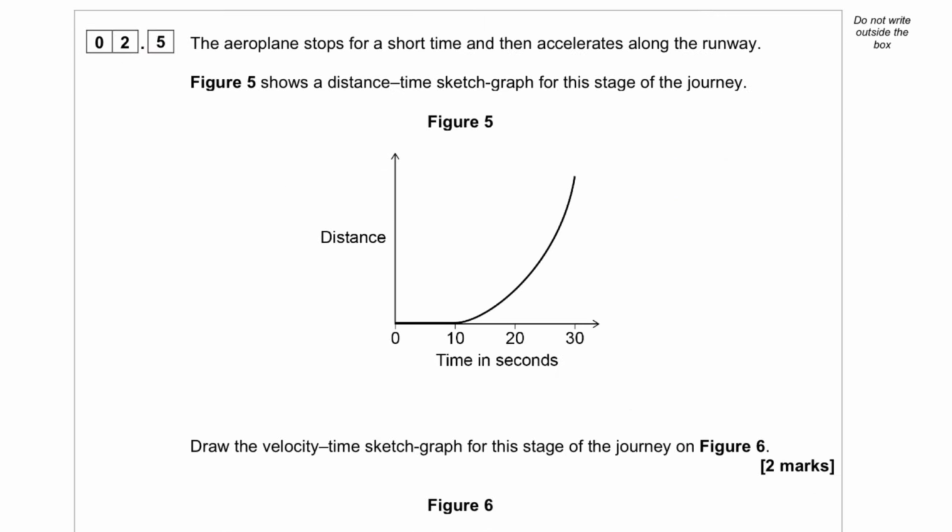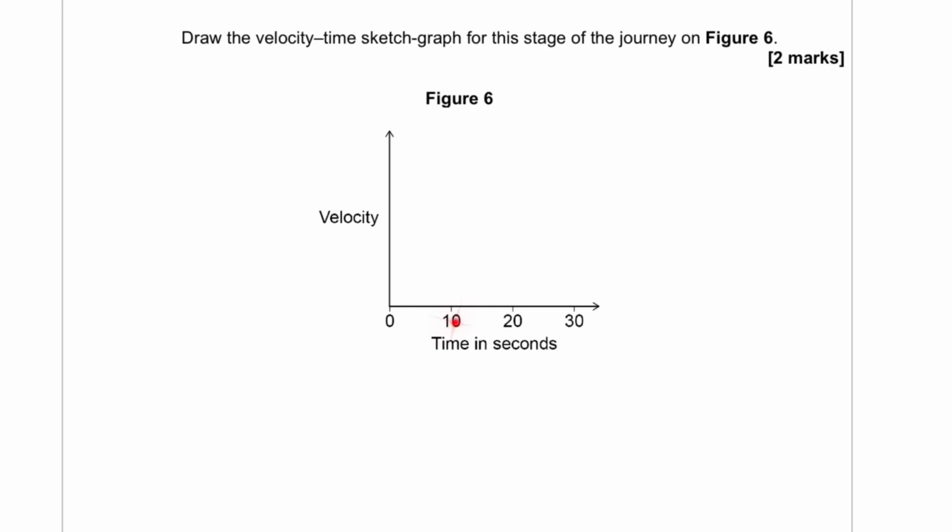Question 2.5. The aeroplane stops for a short time and then accelerates along the runway. Figure 5 shows a distance time graph, sketch graph, for the stage of the journey. Draw the velocity time sketch graph for the stage of the journey. Figure 6. Okay, from 0 to 10 seconds, we would draw a straight line there. We would draw a uniform acceleration or constant acceleration.